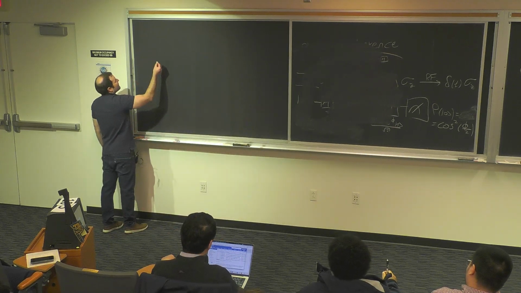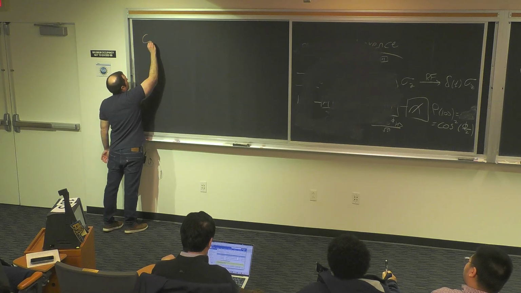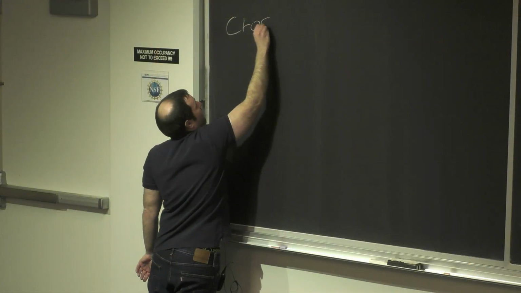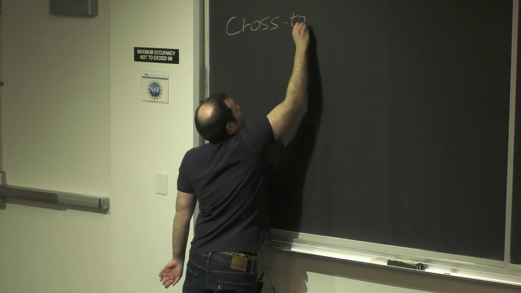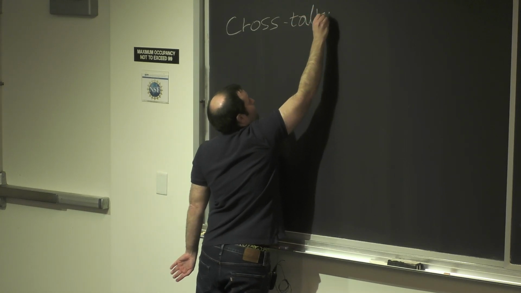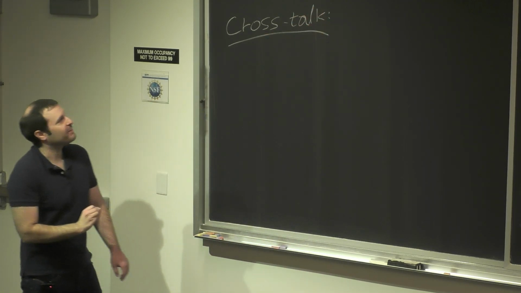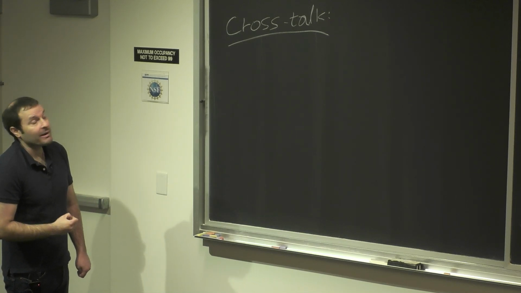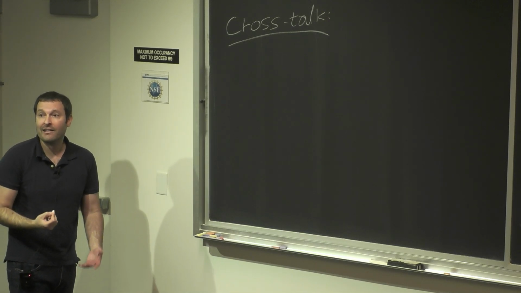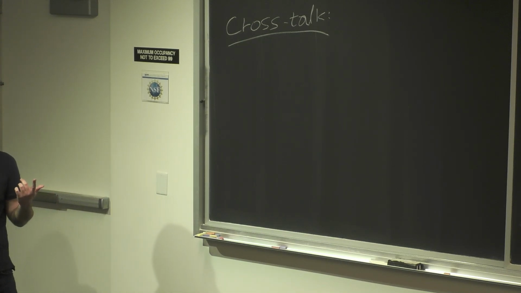So let's take another thing that can happen in quantum devices, and this is crosstalk. These boards are not for short people. All right. So what is crosstalk? Crosstalk is an effect where two qubits interact in a parasitic or unpredicted way.